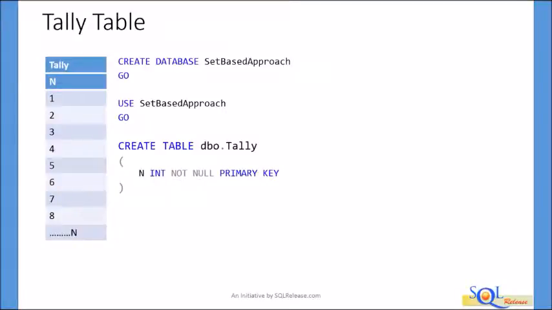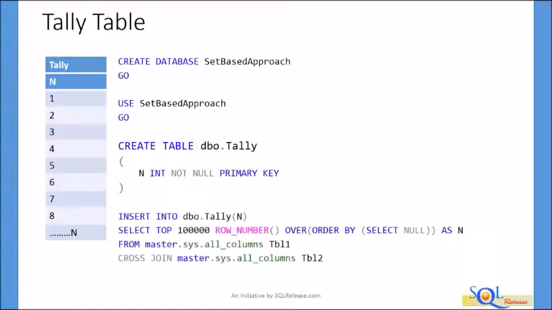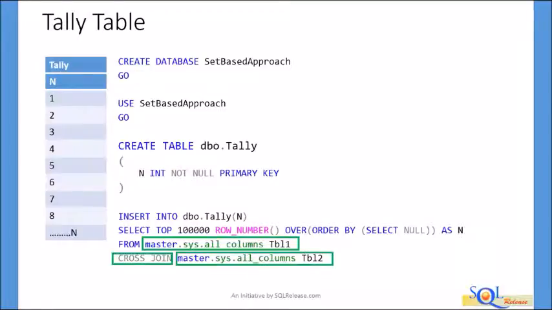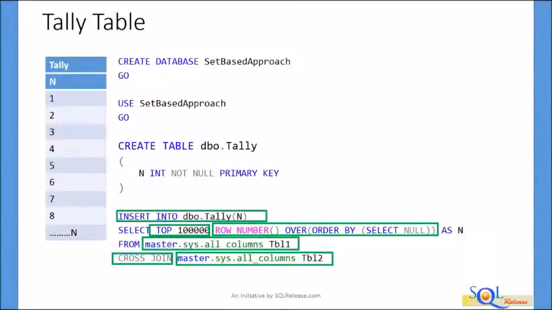Now add some records in this table. Here is a script to add numbers starting from 1 to 100,000 sequentially in the tally table. Instead of using a loop or recursive CTE, we have cross-joined the master.sys.allColumns view with itself to generate lots of records. Then we have used the row_number function to generate serial numbers. And finally, we have extracted the top 100,000 records and inserted them into the dbo.tally table.